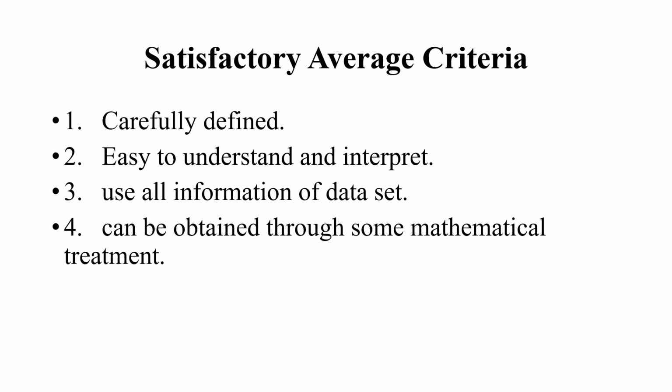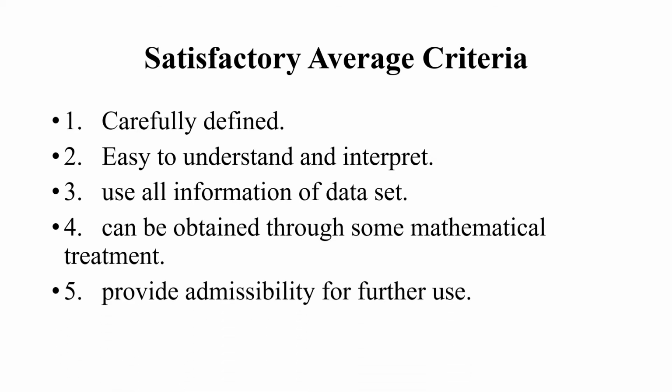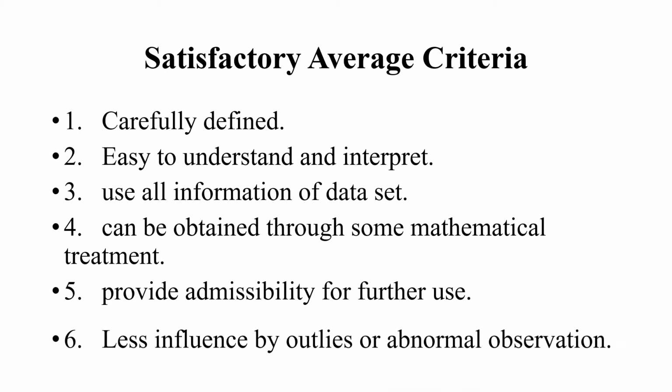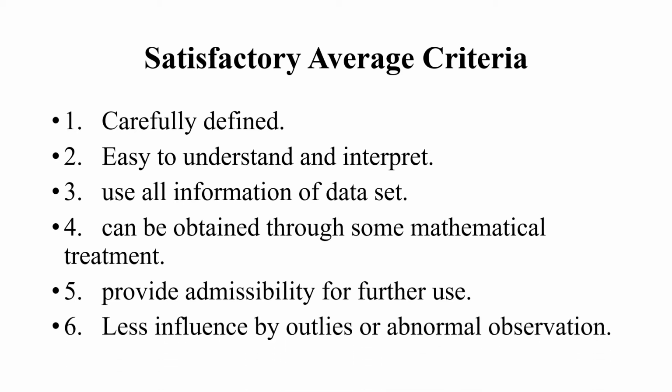If we have a mathematical equation where we can put our information, then we can find the average. That's also one of the satisfactory average criteria, and the fourth is that it provides admissibility for further use. If we compare all five averages, the measures of central tendency, the best among them is the arithmetic mean, because it provides admissibility for further use, has many applications in many statistical techniques, and is less influenced by outliers or abnormal observations.